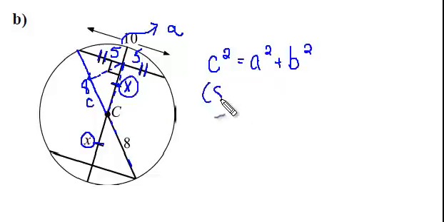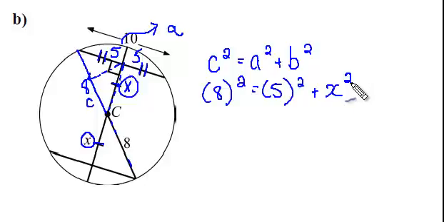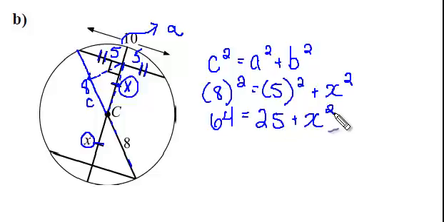C had a value of 8. A, I said, had a value of 5. And B, we're going to use X instead. 8 squared is 64. 5 squared is 25, and I don't know x, so I'm just going to rewrite it.